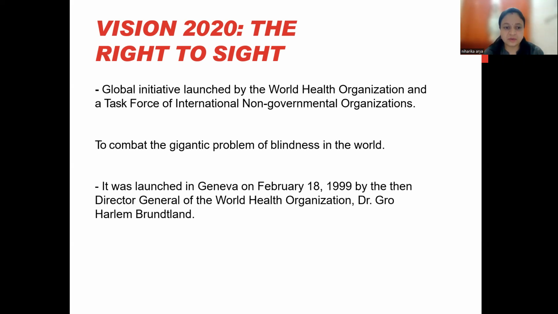The Right to Sight is a global initiative launched by the World Health Organization and a task force of international non-government organizations. It combats the gigantic problem of blindness in the world. It was launched in Geneva on February 18, 1999 by the then Director General of the World Health Organization, Dr. Gro Harlem Brundtland. Okay, so this is a global initiative launched by the WHO and the task force of international non-government organizations. Vision 2020, the Right to Sight, was launched in Geneva on February 18, 1999.